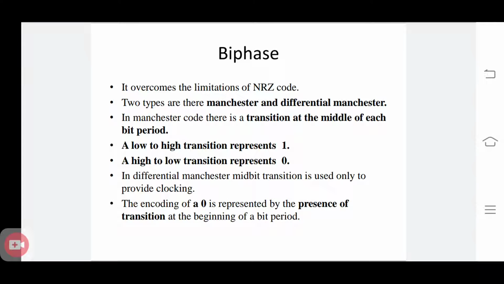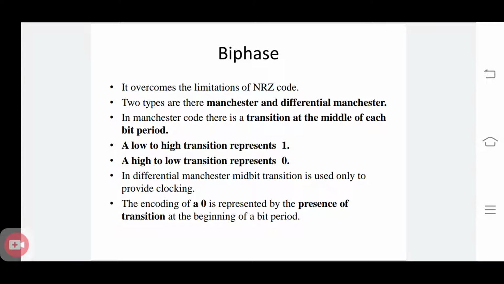There is no absence of voltage, or a complete positive or negative voltage. Here the transition at the middle of the bit is the main point in the biphase technique. Transition at the middle of each bit period. Low to high is 1, and high to low is 0 in Manchester encoding. But in the case of differential Manchester encoding, the mid-bit transition is only used for a clocking mechanism.